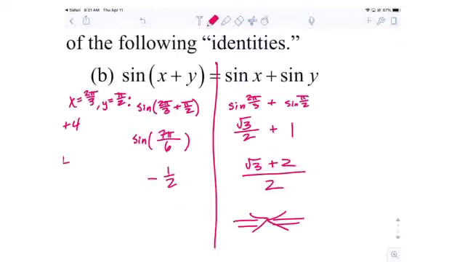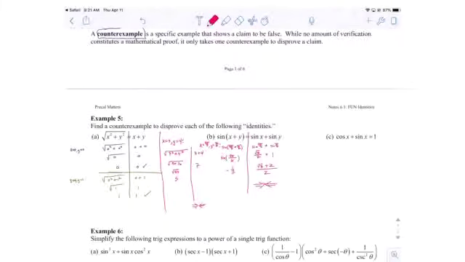Okay? Now it may work for a few angles, right? Like 0 and 0, or 0 and pi halves. But if it doesn't work for all of them, we say it's not an identity. You cannot do that. All right? So you might want to just start by picking some variety of angles instead of zeros.